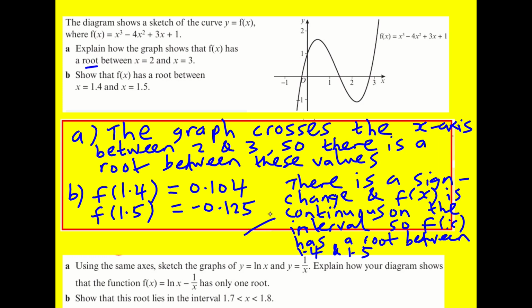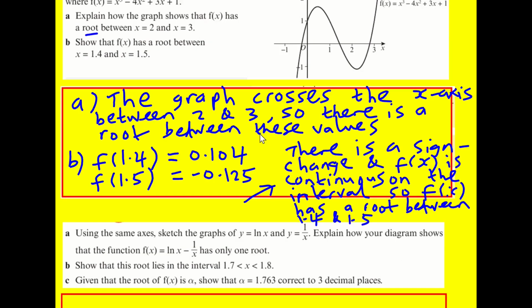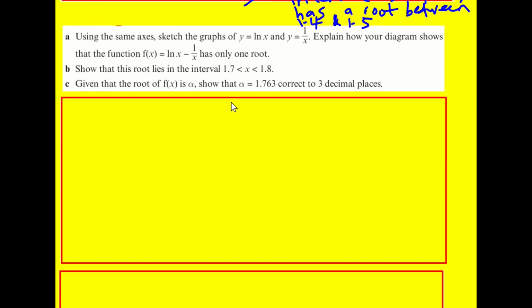I would recommend saying that it's continuous, just do a little check in your head when you're doing this sort of question. Yes, it's continuous. And we've shown there's a sign change with this little bit, and so that's comprehensive. Okay, next question. Have a go again and then unpause the video when you want me to go through it.